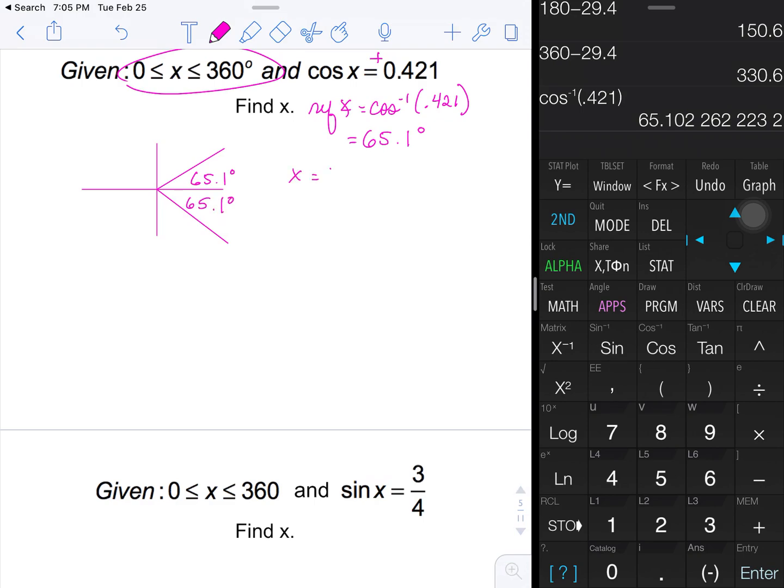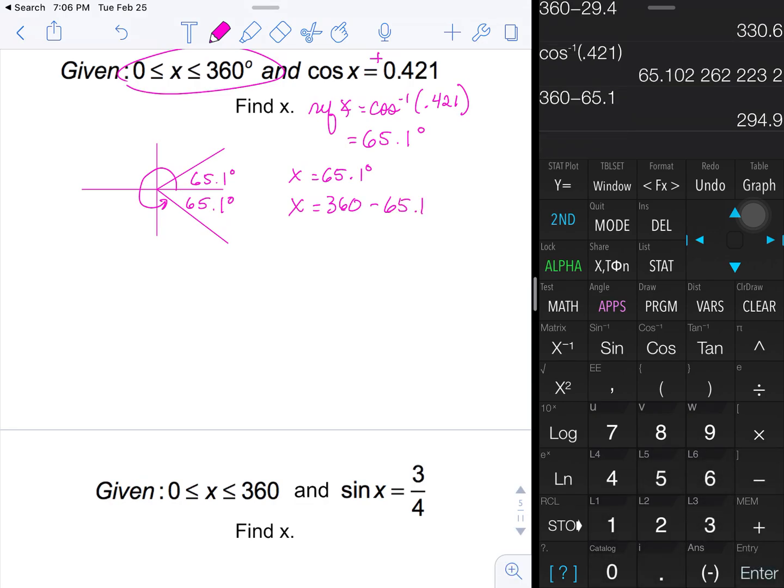So my first answer will be 65.1 because in the first quadrant, the angle is the reference angle. And in the fourth quadrant, it'll be 360 minus 65.1. And that is 294.9 degrees. So two answers, 65.1 and 294.9.